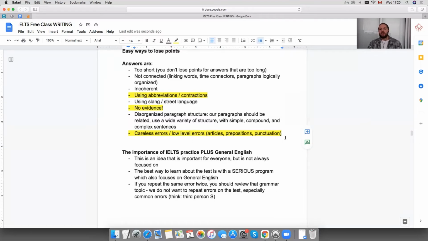Also with those ideas about the careless errors, it explains the importance of IELTS practice also having general English practice. In your IELTS practice, if you make one error repeatedly, you need to review that grammar topic. It's not a choice. We see a lot of problems, for example, with the third person S. So "he understand" rather than "he understands." This is such a small thing that to lose points on that, it's just such a pity. It would be very bad to lose a point on something that is so easily corrected.